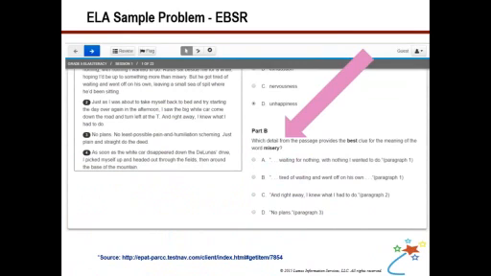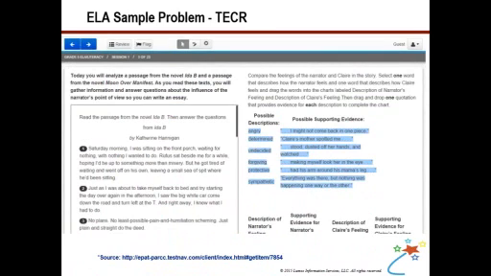The next question we'll look at is a technology-enhanced question. Again, the reading passage is on the left. You'll notice this passage is the same from the previous set of questions. Similar to the other testing formats, students will answer more than one question about each reading passage.